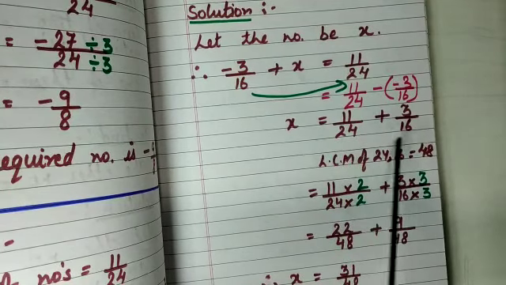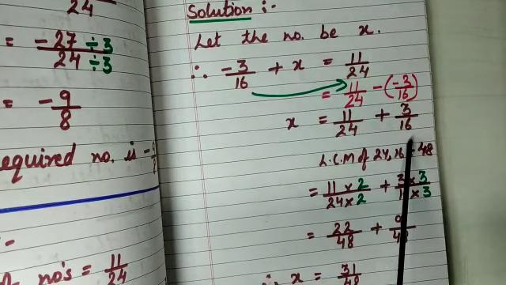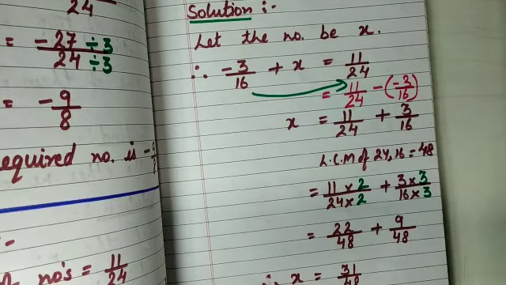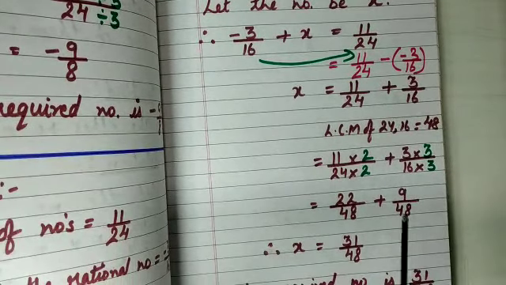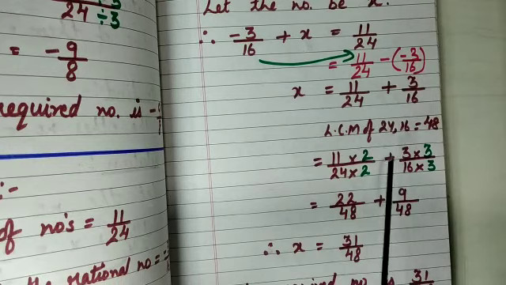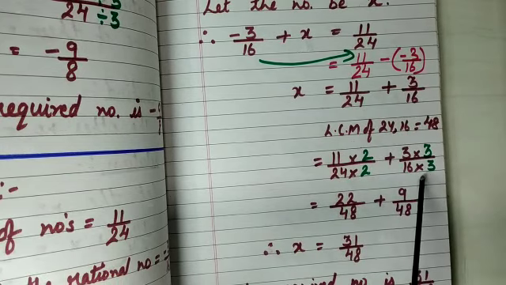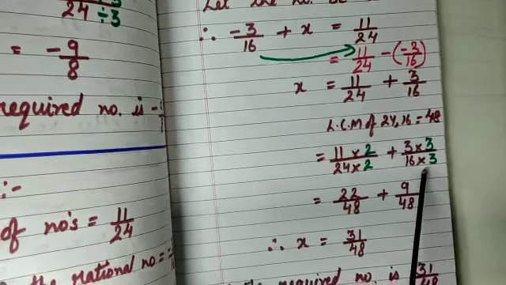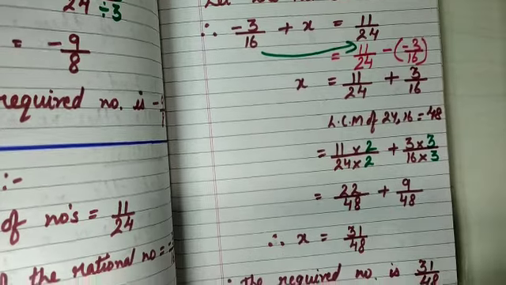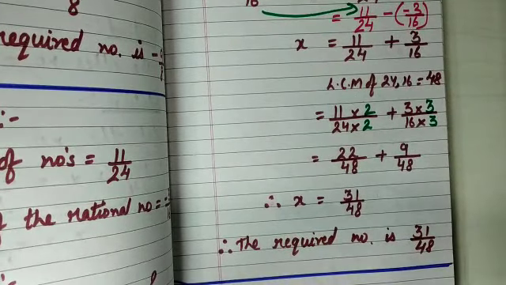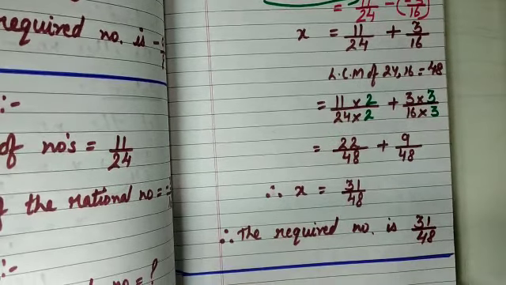Now again we are left with two denominators which are different. So very firstly you need to make the denominator same by taking the LCM. 24 and 16, the LCM is 48. Now 24 has to be multiplied by 2 and 16 has to be multiplied by 3 in order to make the denominators 48. So when you calculate, it comes as 31 upon 48. The denominators are same, so just add the numerators. 22 plus 9, that is 31. So your required number is 31 upon 48.